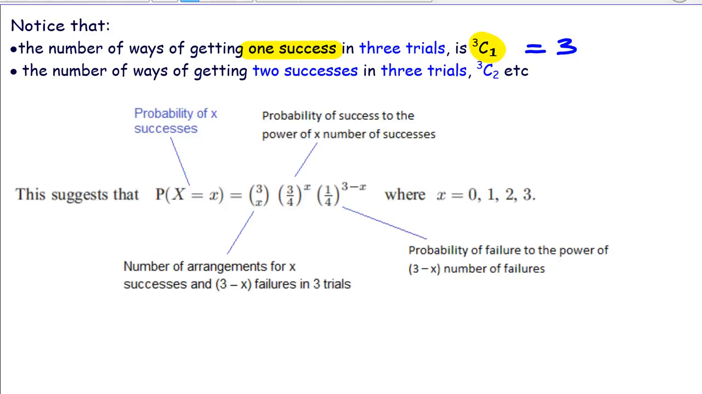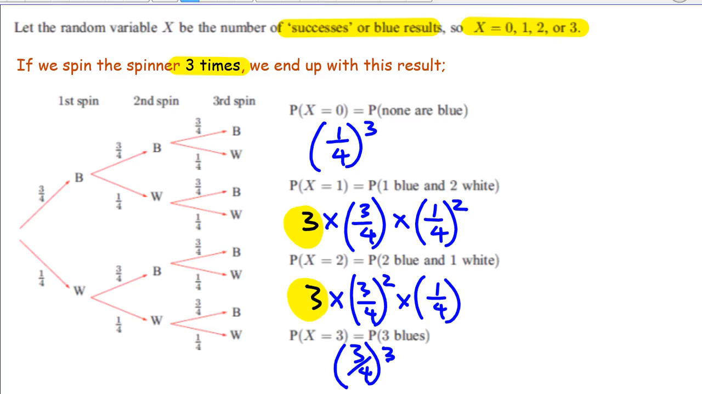And then we are also saying that the number of ways of getting 2 successes or 2 blue results is 3 choose 2. And again, 3 choose 2 is equal to 3. And that's exactly what you can see here. Those are the number of ways of getting that.